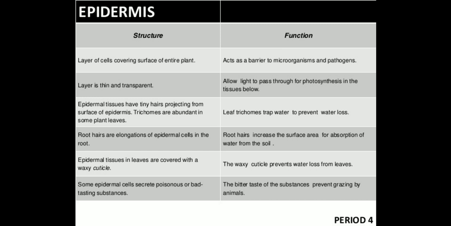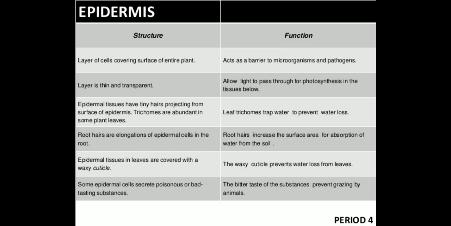The epidermal tissues have tiny hairs which project from the surface of the epidermis. These are leaf trichomes, which trap water to prevent water loss. Root hairs are elongations. These root hairs increase the surface area for absorption of water from the soil. Epidermal tissue in the leaves is covered with the waxy cuticle, and this waxy cuticle prevents water loss from the leaves.